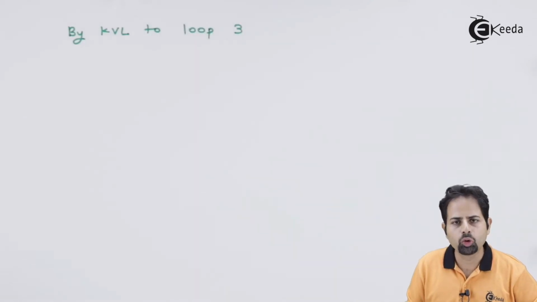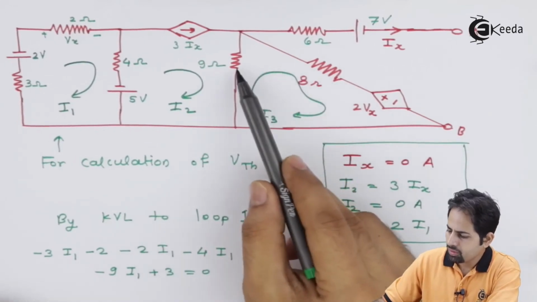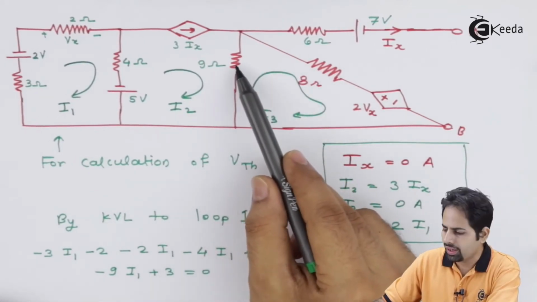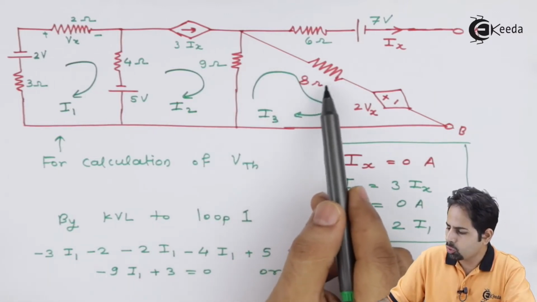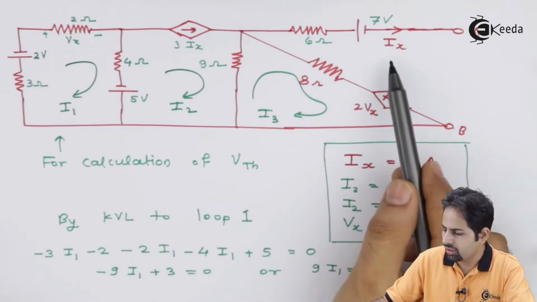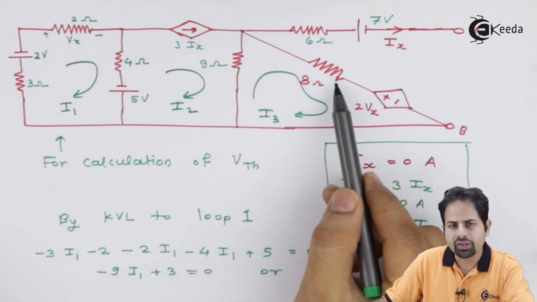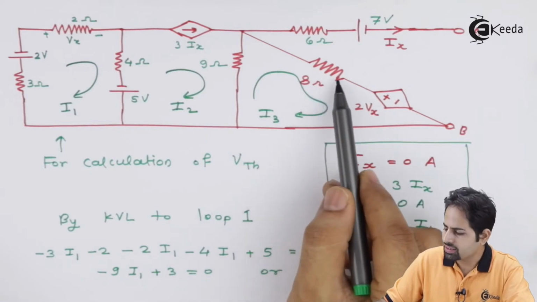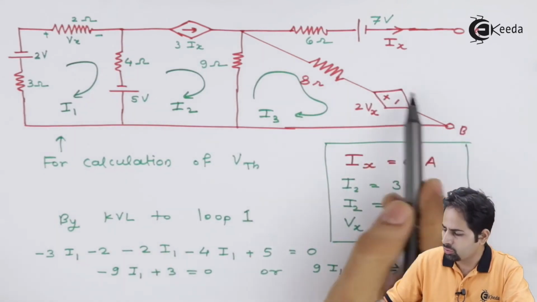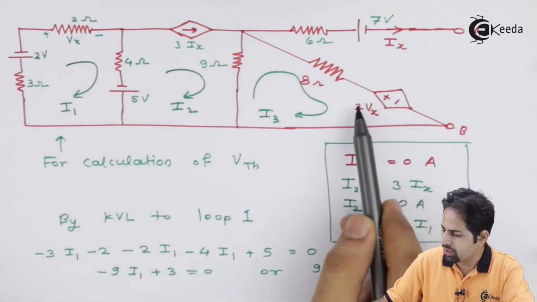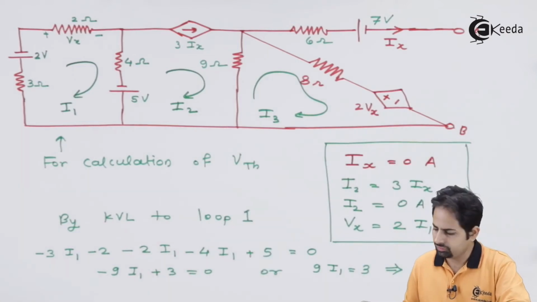So by KVL to loop number 3, here if I apply KVL, minus 9 into I3. But when we come here, this is going to be minus 8 into I3, because there is no current I4, so we cannot subtract any current. There is no need to subtract it. Then plus 2, it will become minus 2 into Vx and so on. But let us write the equation.